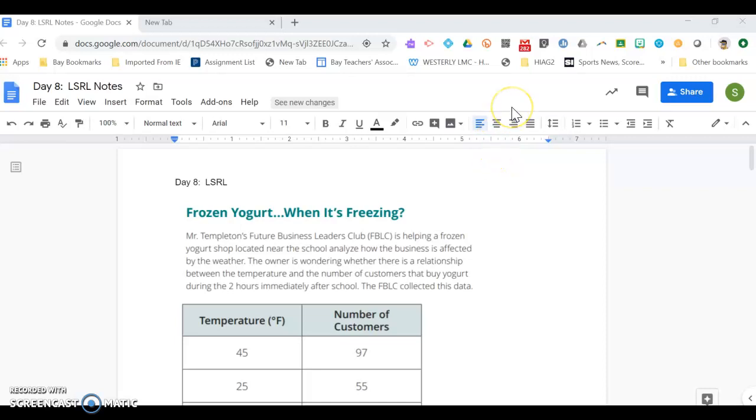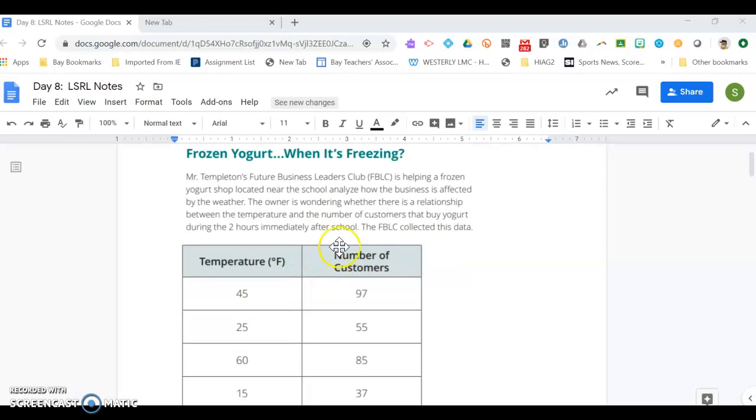Okay, so we've been talking about least squares regression lines, using those to predict what could possibly happen given a certain value. So, like in this situation, Mr. Templeton's Future Business Leaders Club is helping a frozen yogurt shop located near the school analyze how the business is affected by weather. The owner is wondering whether there is a relationship between the temperature and the number of customers that buy yogurt during 2 hours immediately after school.